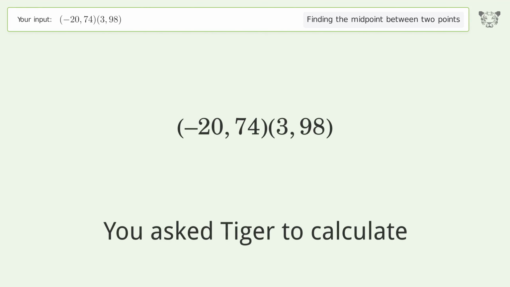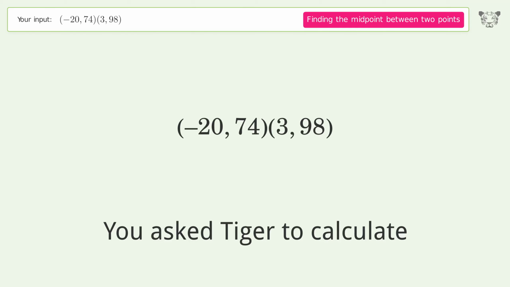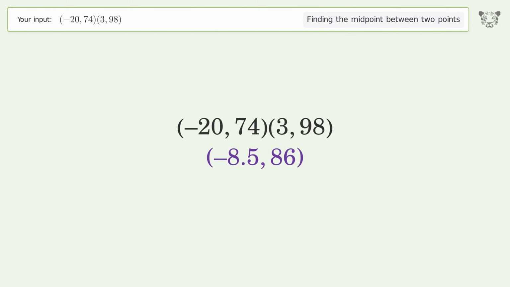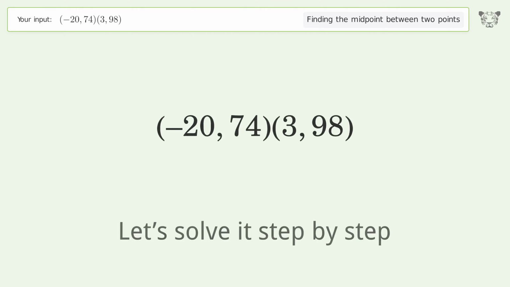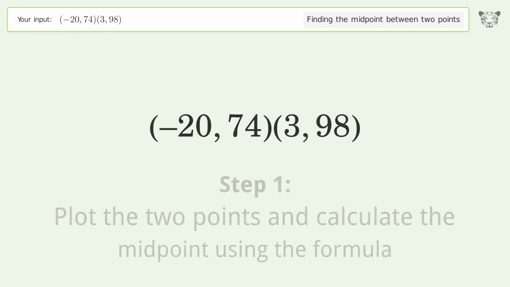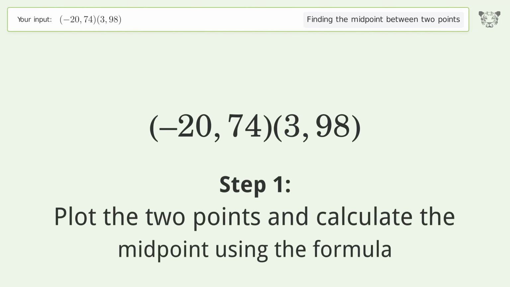You ask Tiger to calculate. This deals with finding the midpoint between 2 points. The midpoint between the 2 points is -8.586. Let's solve it step by step. Plot the 2 points and calculate the midpoint using the formula.